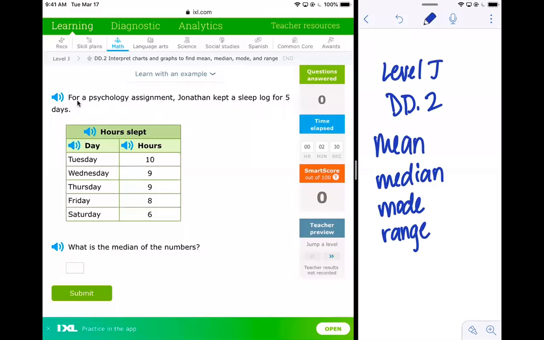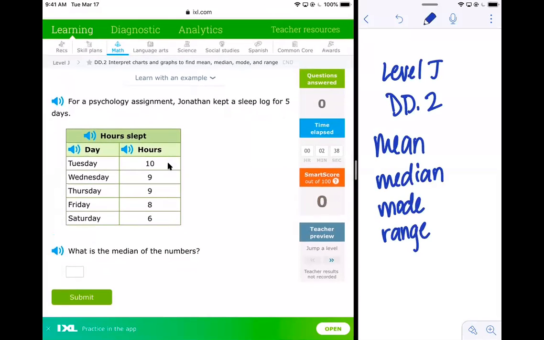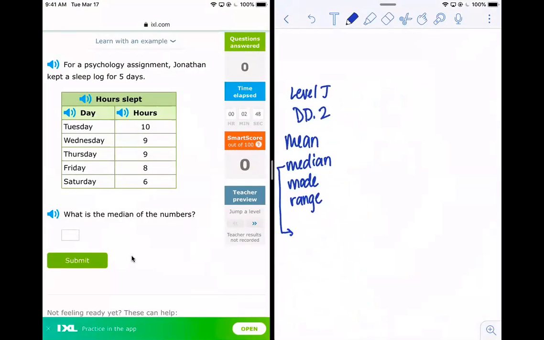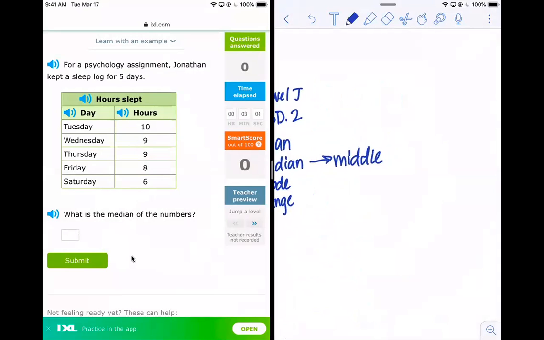In this one, it says for a psychology assignment, Jonathan kept a sleep log of 5 days. And we can see that is happening right here. And they want to know the median of the numbers, right? The word median stands for middle. So median means middle. You have to put all the numbers in order, even if there's some duplicates. So in this case, I want to put them in order from least to greatest: 6, and then 8, and then 9, and 9, and 10.